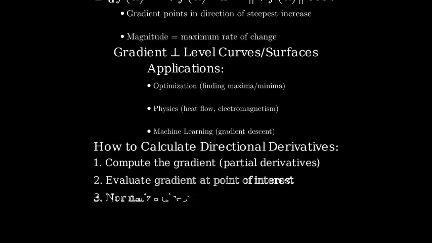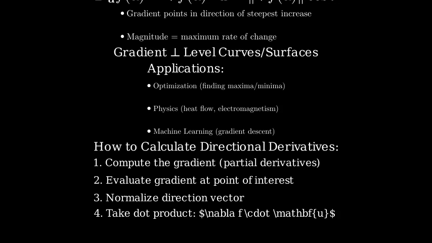To calculate a directional derivative, follow these steps. 1. Compute the gradient by finding the partial derivatives. 2. Evaluate the gradient at the point of interest. 3. Normalize your direction vector. 4. Take the dot product of the gradient and the unit direction vector.